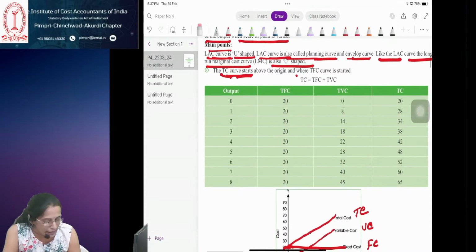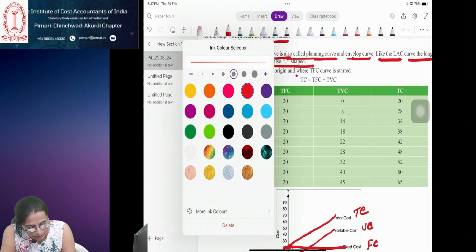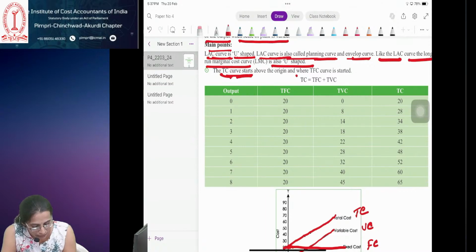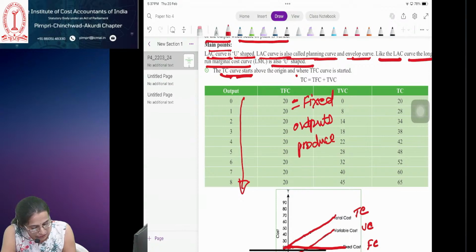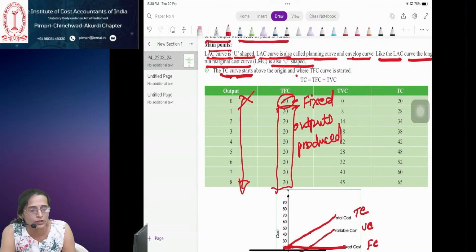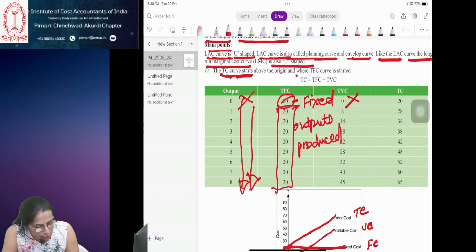See, the same here. Shaila, see, if the output is 0, as we increase the output, what is happening? Total fixed cost will always remain fixed irrespective of the outputs produced. Even if we produce 0 output, there will be fixed cost. And even if we increase the number of outputs, the fixed cost will remain constant, that is fixed. Total variable cost. If we don't produce any output, there will be no variable cost, right? As we increase the units of output, the variable cost will also increase.